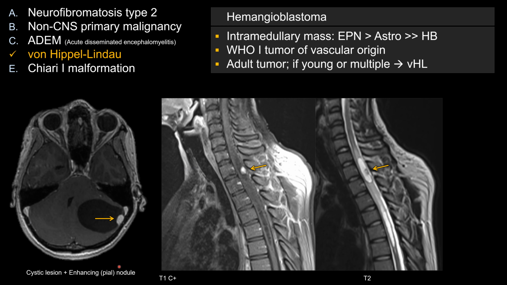This is the same patient. You can see that the patient has another hemangioblastoma, a cystic lesion with an enhancing mural nodule, most commonly in the posterior fossa. Also, somewhat characteristically, the enhancing lesion tends to abut the pial surface. Unlike, say, pilocytic astrocytoma, they don't often abut the peripheral pial surface. Hemangioblastoma does.